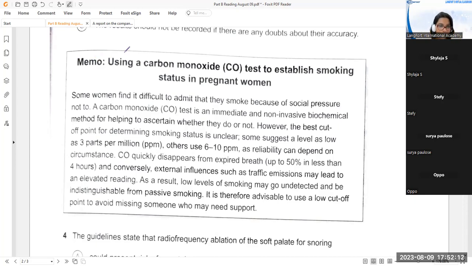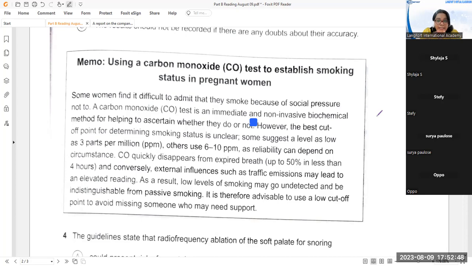Okay, Shailaja, would you mind reading the heading and till here for me, please? Using a carbon monoxide test to establish smoking status in pregnant women. So this is about using a carbon monoxide test to find out the smoking status in pregnant women. You can read the next two sentences. Go ahead, Shailaja. Some women find it difficult to admit that they smoke because of social pressure not to. A carbon monoxide test is an immediate and non-invasive biochemical method for helping to ascertain whether they do or not.